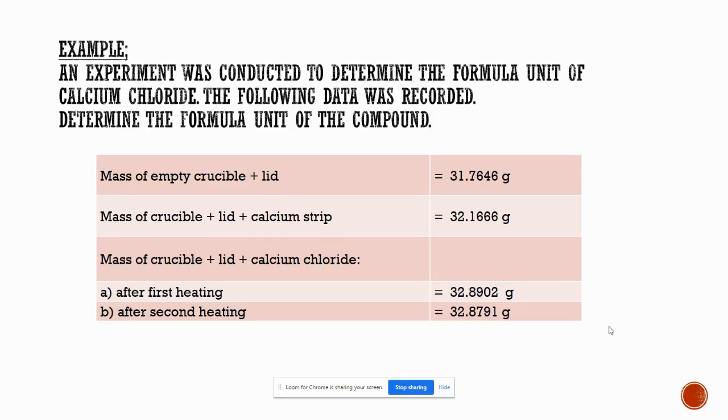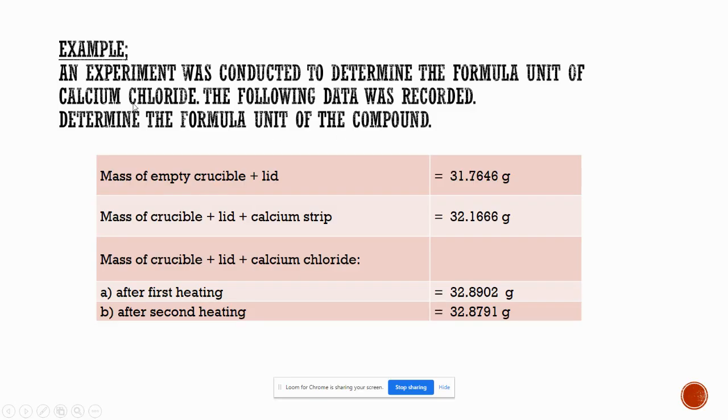This is an example for data analysis. The question is: an experiment was conducted to determine the formula unit of calcium chloride. The following data was recorded. We have the mass of empty crucible and lid, the mass of crucible, lid and calcium strip, and the mass of crucible, lid and calcium chloride after first heating and after second heating. From all this data, we need to determine the formula unit of the compound.